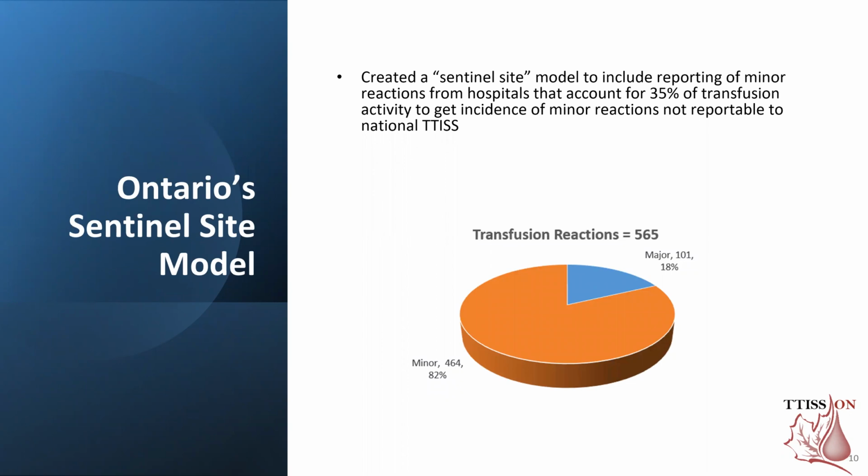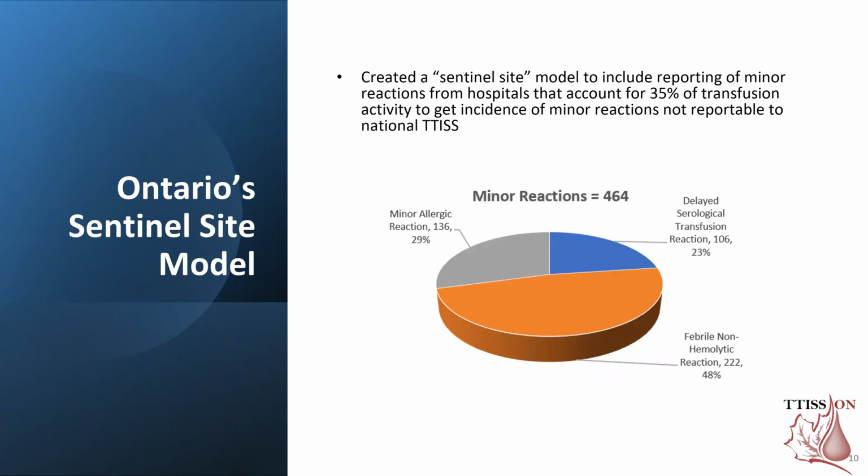So Ontario has created a sentinel site model as part of its structure due to the fact that the national program doesn't report incidents of minor reactions. We call this the sentinel site model because it includes 29 hospitals that report 35% of the transfusion activity in Ontario that report all their minor reactions. You can see here the transfusion reactions in 2020 showed that 82% of all reactions are minor. This is showing the reactions from the sentinel sites only. Looking at the minor reactions themselves, the febrile reactions take up most of the reactions that happen, with minor allergic and delayed serological reactions.